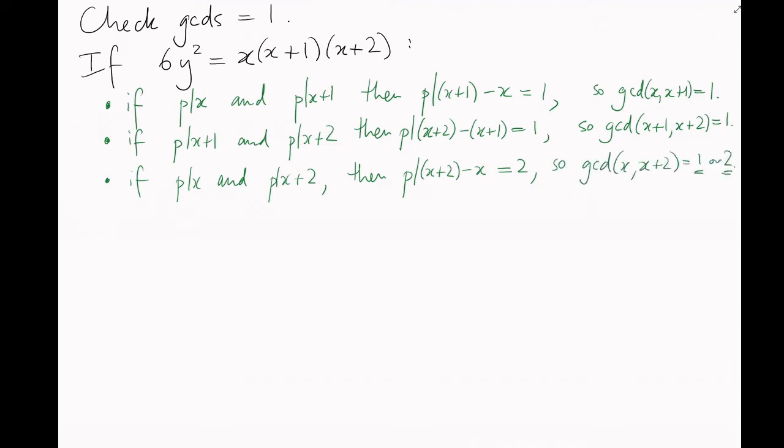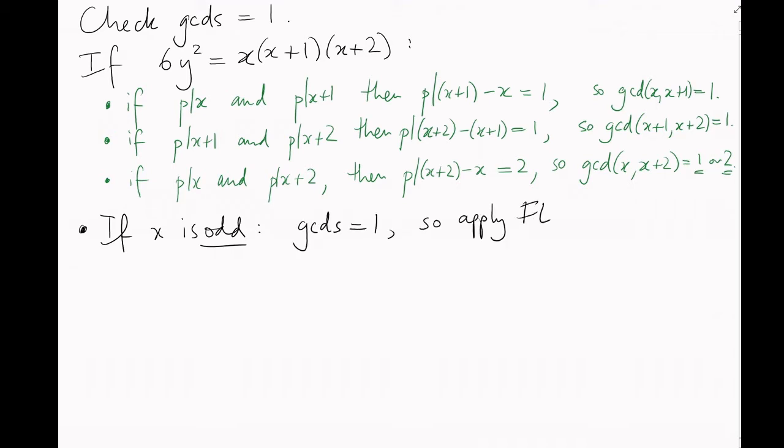So from here, our solution splits into two branches. If x is odd, then 2 isn't a divisor of x, right? So all the greatest common divisors are 1, and we can apply the fundamental lemma immediately to y squared equals x times (x plus 1) times (x plus 2) over 6.